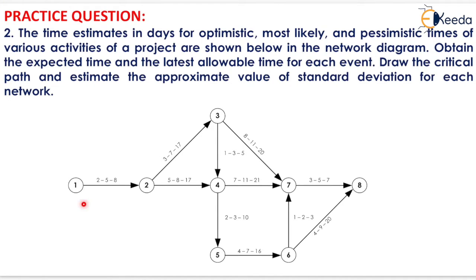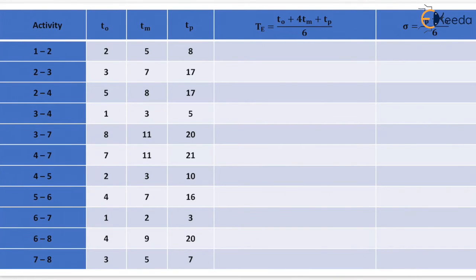Now here a network is shown, that is events 1, 2, 3, 4, 5, 6, 7 and 8. Now these times are the optimistic time, most likely time and the pessimistic time. In the same way, all the times are given above all the activities which are shown here. Now we have to find the critical path of this network as well as the standard deviation for this network. In this table, in the first column activity is shown, in the second column optimistic time, in the third column most likely time, and in the fourth column pessimistic time is shown.